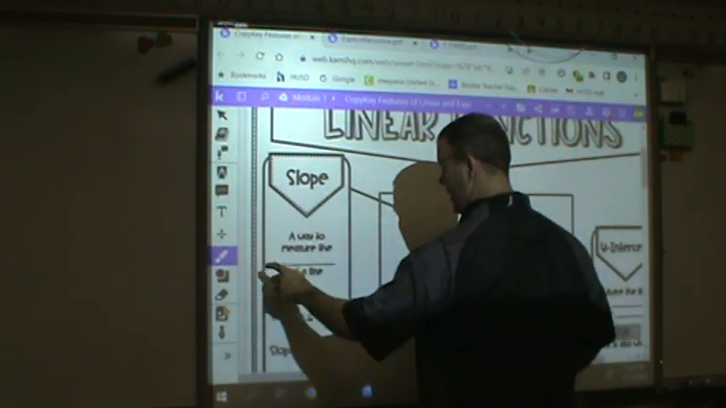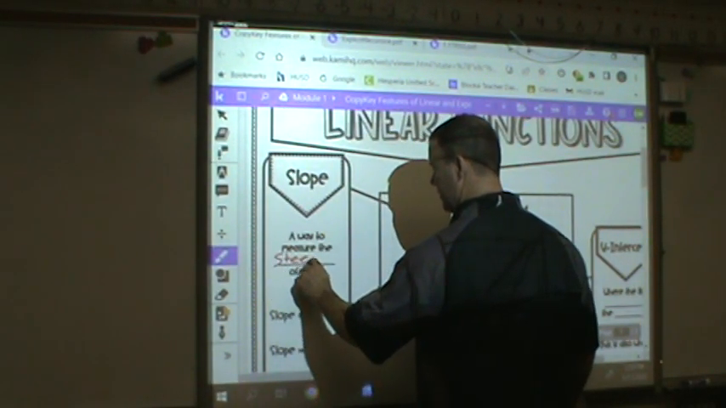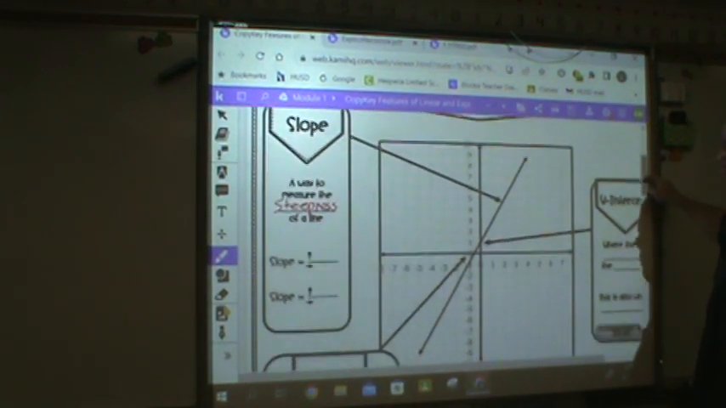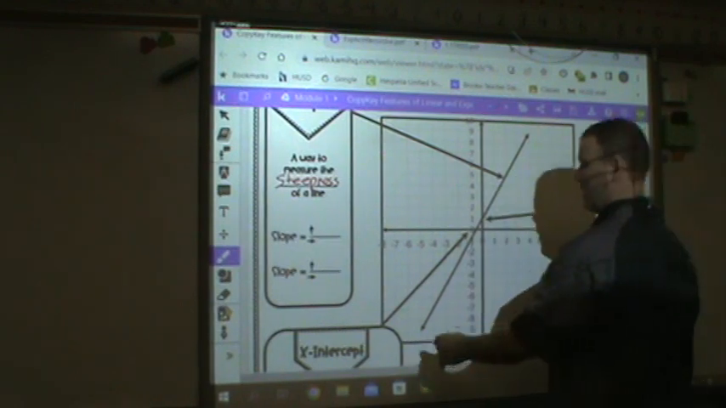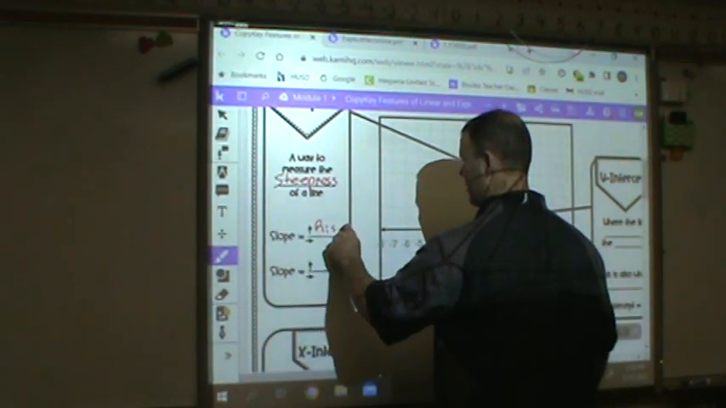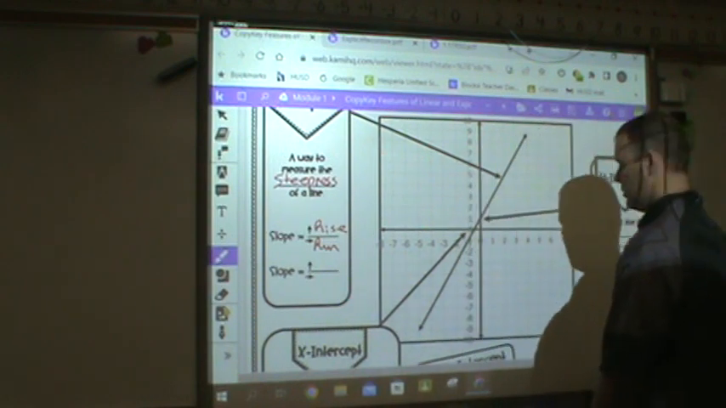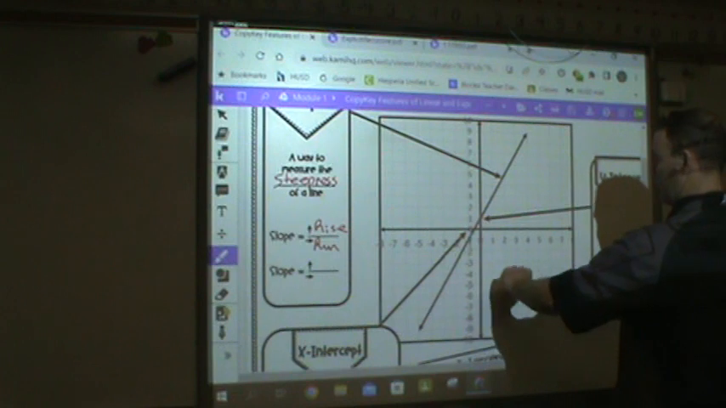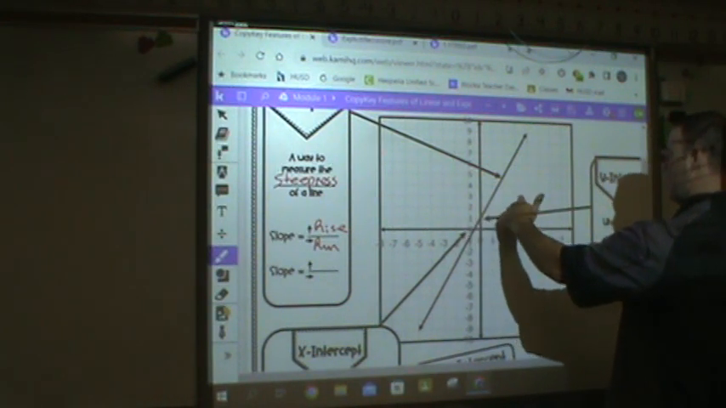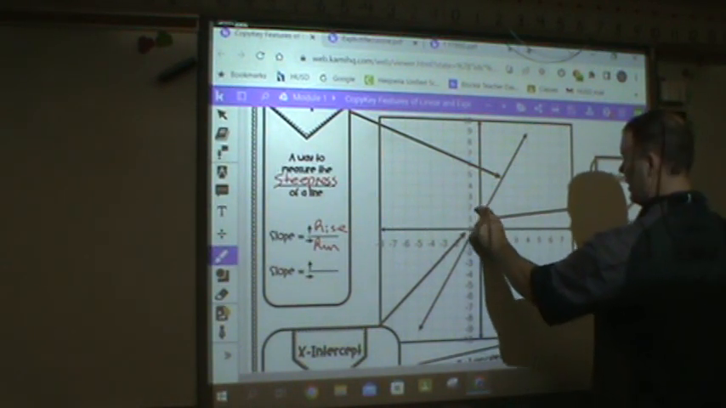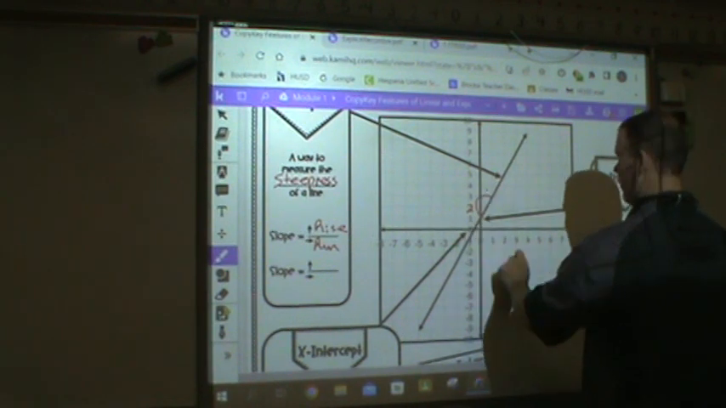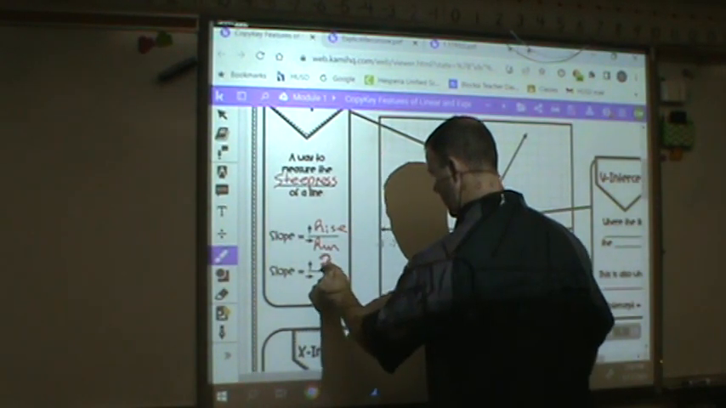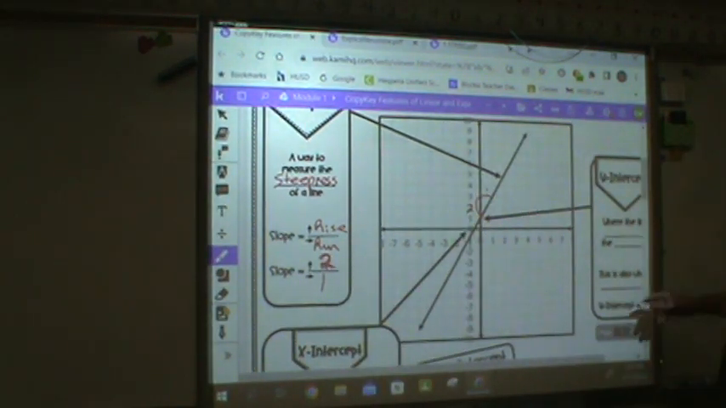The slope of a line is the way we measure the steepness of a line. You've got to remember, like this line that we're talking about here, it's rise over run. So the slope of this line here, I want to start at a point where it crosses nicely on my grid. How far do I rise and how far do I run to be back on my line? In this case, I rise 2, I run 1, so my slope is 2 over 1.